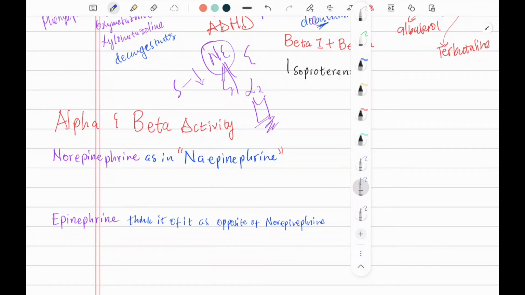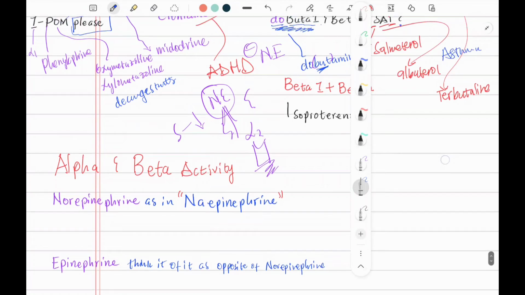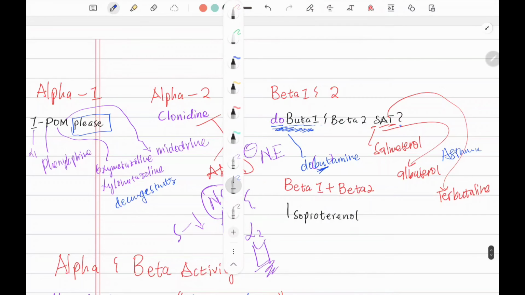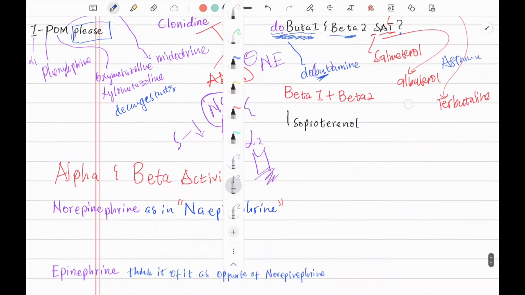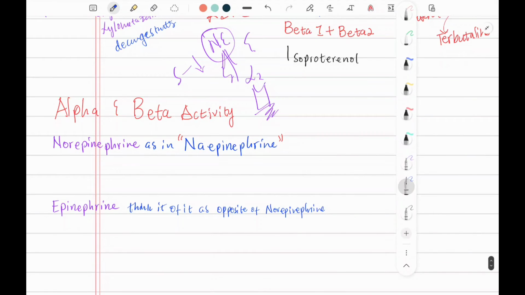Let's continue with drugs that have both alpha and beta activities. Now the ones that we talked about up here, this is the drug specific to beta 1 and the drugs specific to beta 2. It does not mean that the same drugs can act on beta 1 and beta 2. No, beta 1 is only dobutamine, beta 2 is salmeterol, albuterol, terbutaline, right? So specificity you should know. Now when I say alpha and beta activity, there's one drug that has influence on alpha and beta activity at the same time.